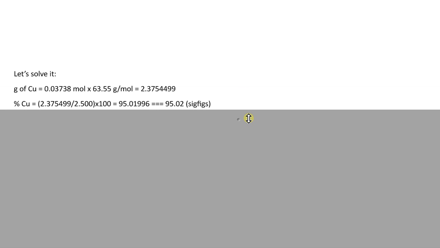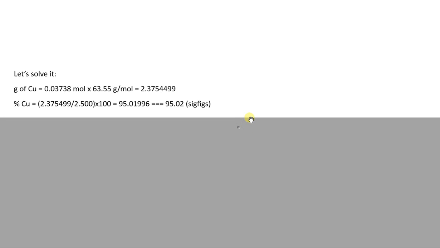So let's now solve the problem. If I know that the grams of copper will be the moles times the molar mass, I get this many grams, right? So, let me write that down. So I have grams here, right?